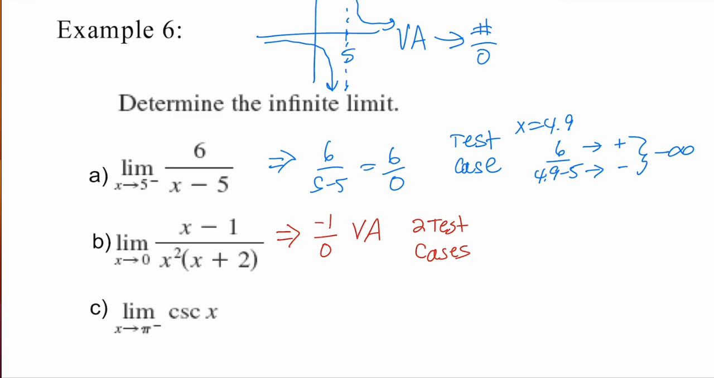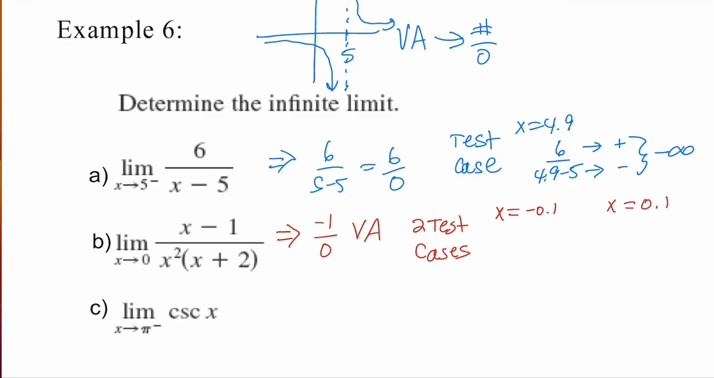To the left of 0, I'm going to plug in negative 0.1. To the right of 0, I'm going to plug in positive 0.1. If I get a positive both times, my answer is positive infinity. If I get a negative both times, the answer is negative infinity. If I get one that's positive and one that's negative, one's going up, one's going down, there isn't a good answer. Okay, so let's plug in our test case for negative 0.1.